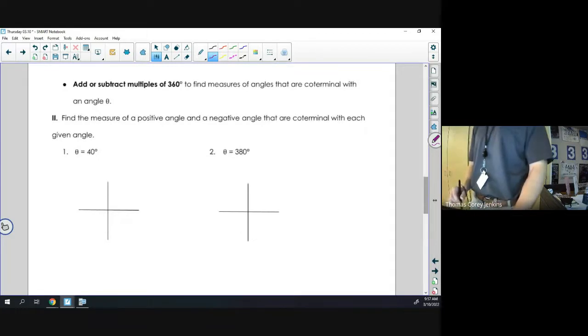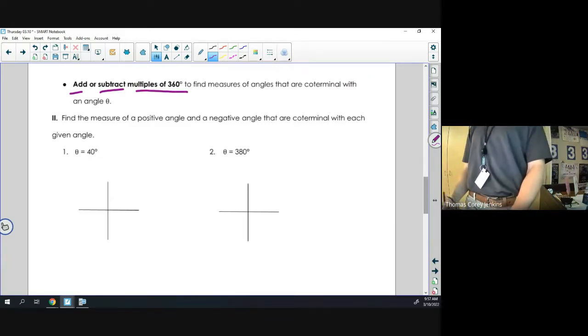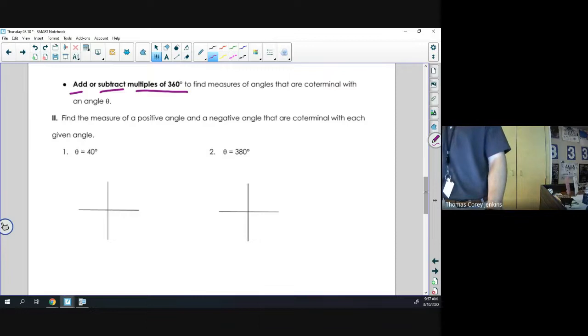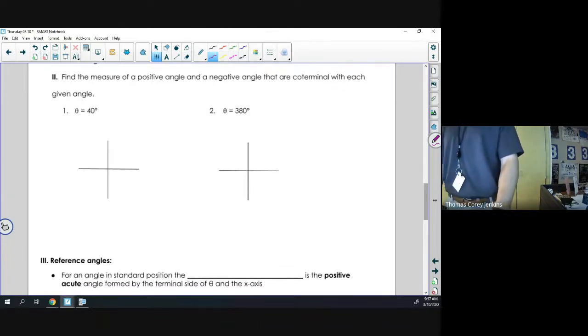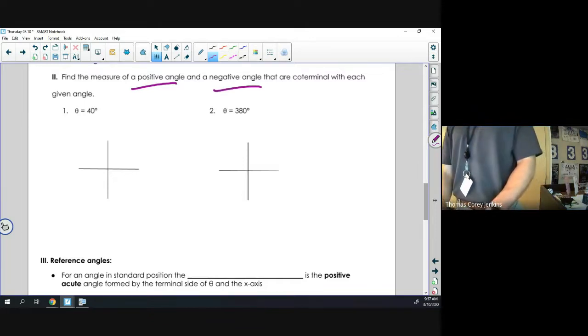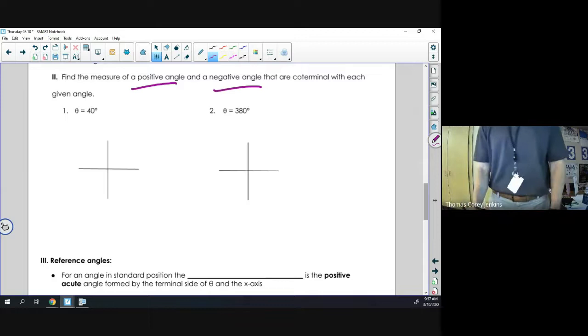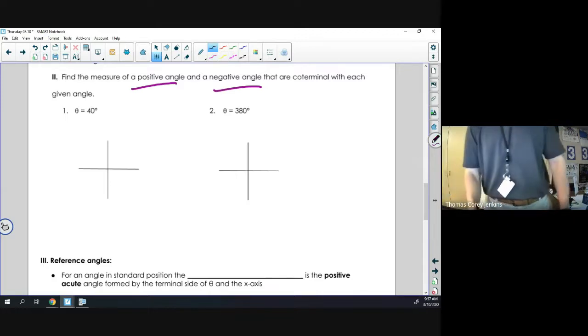So how do we find coterminal angles? We just add or subtract multiples of 360, okay? So a test question might say something like the following example. Find the measure of a positive angle and a negative angle that are coterminal with each of the given angles, okay? So here's kind of what you do.